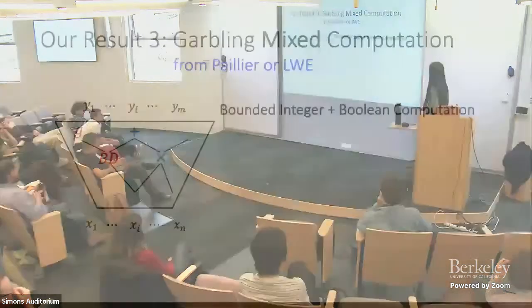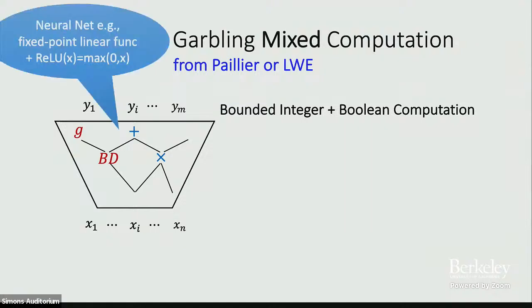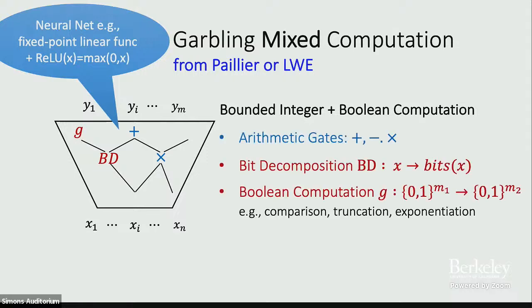All right, so finally, let me tell you about this mixed computation, which I think arises pretty naturally in deep neural nets. You can think of it as often having some fixed-point linear function first, and then some non-arithmetic Boolean computation, like the comparison. So we model it as a circuit that contains bounded integer arithmetic gates, and then a bit decomposition gate somewhere, which converts the ring element into bits. Following that, you can do Boolean computation.